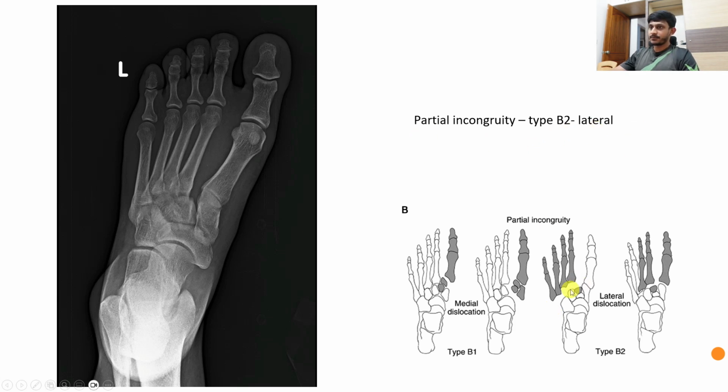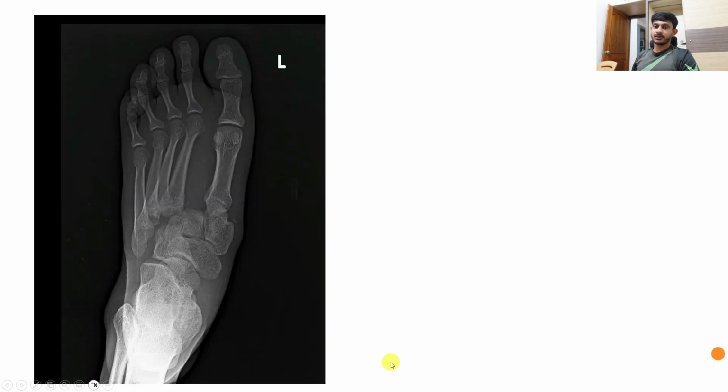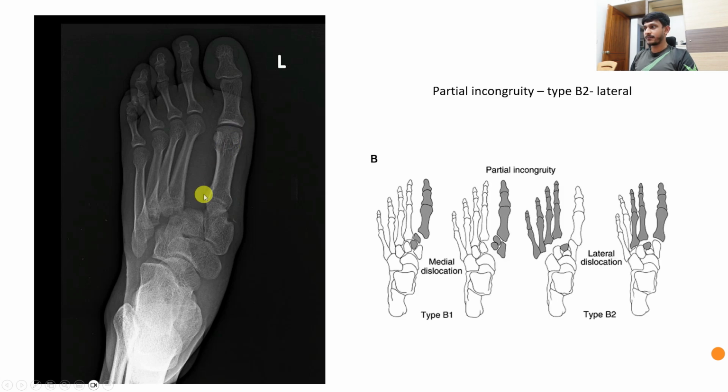Okay. Next X-ray. What type do you think this is? You can pause the video again. You can see the second, third, fourth, and fifth all have gone laterally, whereas the first ray seems to be in place. So this would be partial incongruity type B2 lateral. So you can see first metatarsal is intact and the second, third, fourth, fifth are all displaced laterally.